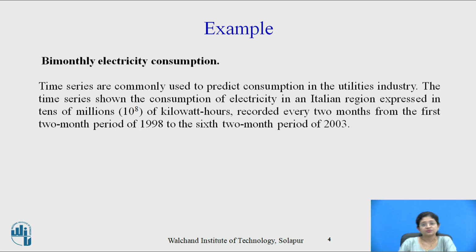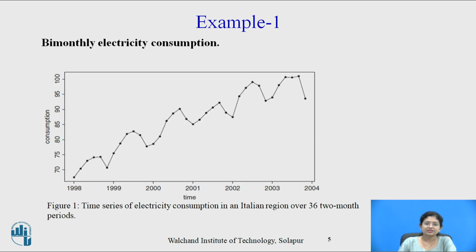Now let me explain this with the help of an example. Here I have taken the bi-monthly electricity consumption. In this example, time series are commonly used to predict consumption in the utility industries. The time series shows the consumption of electricity in an Italian region, expressed in tens of millions of kilowatt hours, recorded every 2 months from the first 2-month period of 1998 to the 6th 2-month period of 2003. Look at this graph.